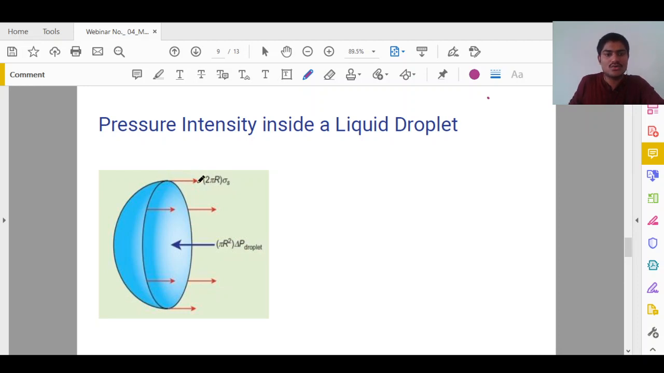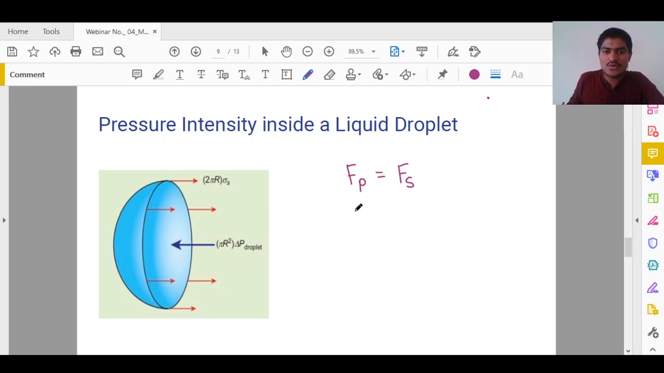So the red arrows are nothing but the surface tension force acting over the periphery of the water droplet, and the blue arrow is the pressure inside the water droplet. Ideally speaking, the surface tension force acting outside and the pressure force acting inside should be equal. So simply we can equate this. Let me write here: Fp, that is the pressure force inside the water droplet, will be equal to the surface tension force which is acting outside or over the periphery. We can easily equate it.